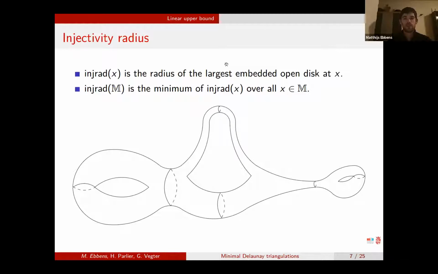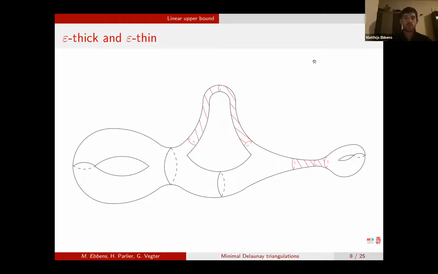For the proof, we need the notion of the injectivity radius of a point on the surface. So given a hyperbolic surface like this one, and given a point on the surface, then the injectivity radius at that point is the radius of the largest embedded open disk at that point, as probably many of you know. And then the injectivity radius of the surface is the minimum of all the injectivity radii. So for example, on this surface, the injectivity radius of a point over here will be larger than of a point over here. The reason that we define this is that we are going to divide our surface into an epsilon thick part and an epsilon thin part.